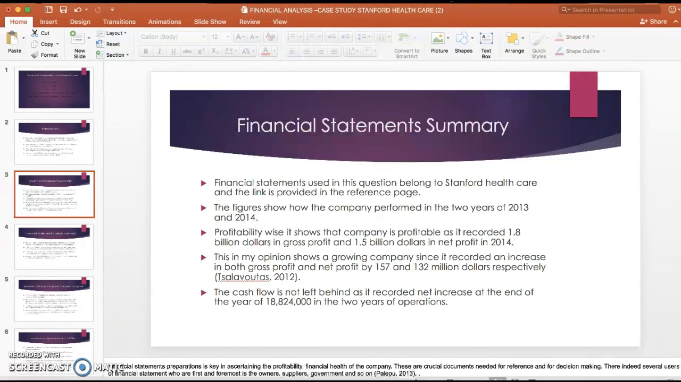According to Palepo, financial statements preparation is key in ascertaining the profitability and financial health of the company. There are crucial documentations needed for reference and for decision making. There are indeed several users of financial statements, who are first and foremost the owners, suppliers, government, and so on.